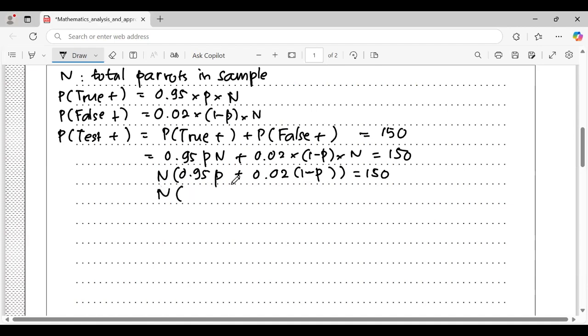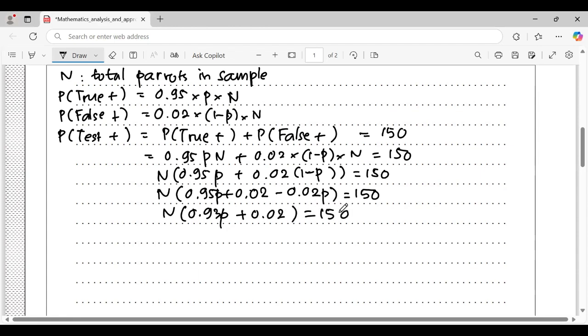And I will multiply this one first: 0.95P plus 0.02 minus 0.02P, equals 150 over N. Then 0.95P minus 0.02P is 0.93P, plus 0.02. So N equals 150 over 0.93P plus 0.02.